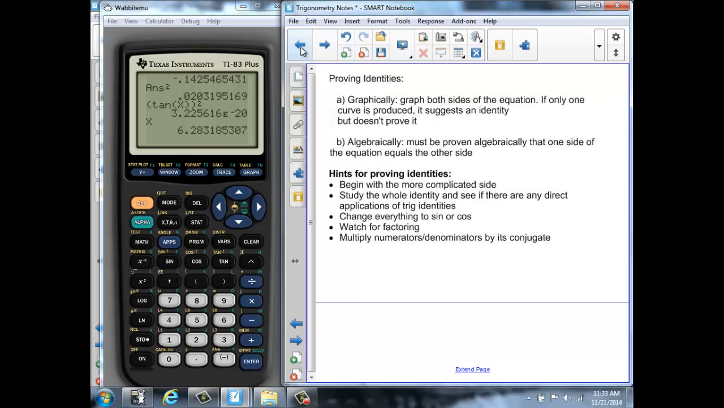I've got some hints for you back on a previous slide here. First hint. I may have to do the first one, by the way, like actually just show you how to do one first. But here's some hints I have, though. Begin with the more complicated side. That may sound weird to start with the harder looking side, but it's actually good advice. Look at the whole identity and figure out whether there are any direct trig identities you can work with. Change everything to sine and cosine. Factor if possible, and sometimes you can use conjugates.